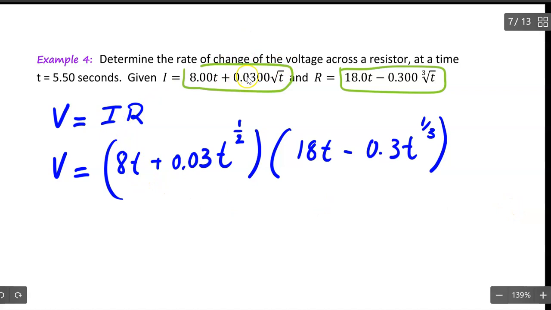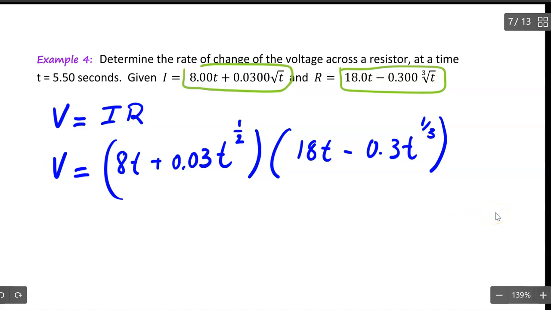Okay, so nothing wrong with I times R. I is given in terms of t, and this is given in terms of t, so I'm going to multiply these together to find my V. Because before I can find the rate of change of voltage, I need to know the voltage first. At this point, you probably ask me this question: can you do this at the same time? Can you immediately find the dV over dt?